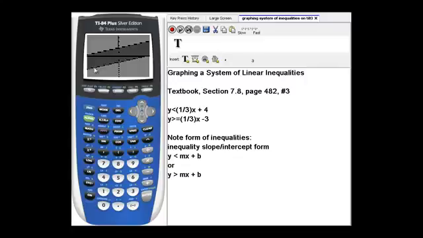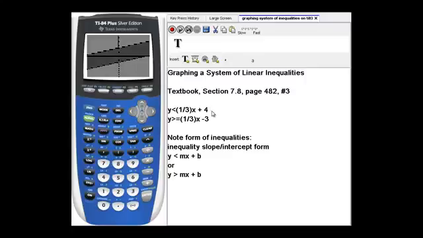Now, notice the area in between the two boundaries. It has vertical lines and horizontal lines. That is the solution area to this system. It's the area that the two inequalities have in common. That's the solution to this system of linear inequalities.